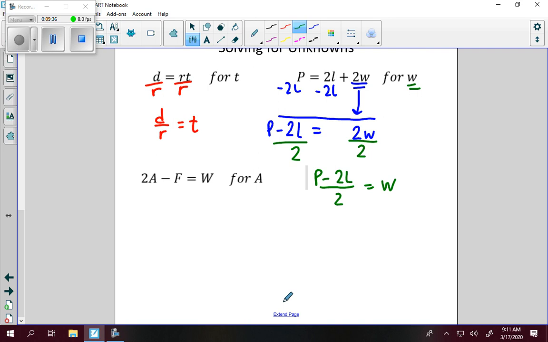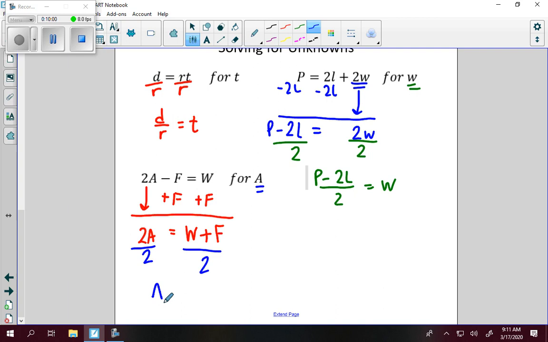Solve for a. When I solve for a, I'm going to keep a on this side of the equation, and I'm going to get rid of my f, so I'm going to plus f. So I have 2a equals w plus f. And then since I'm solving for a, I'm going to divide by my 2, and it's acceptable just to leave it as A equals W plus F over 2. Awesome. So that recap was real quick for our algebra and distributive property section.